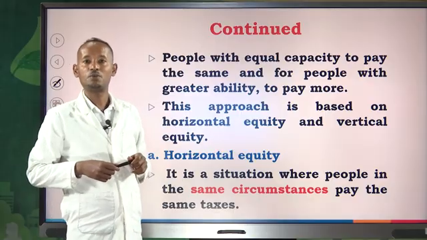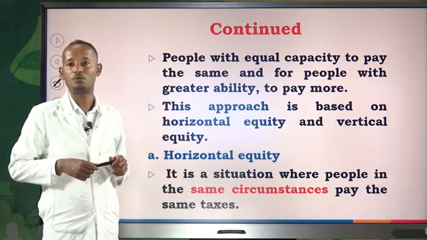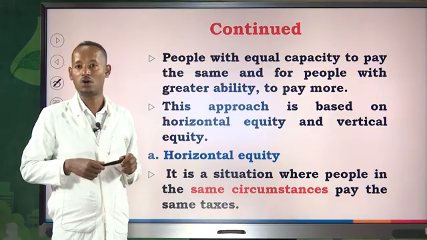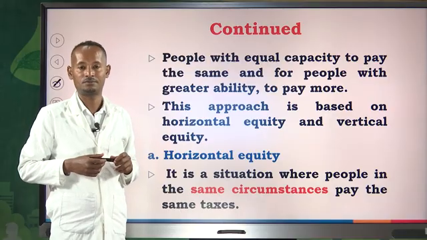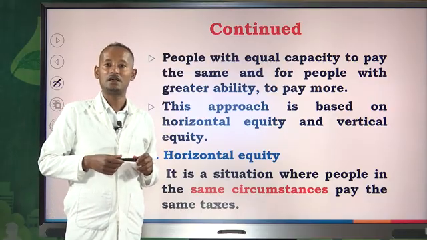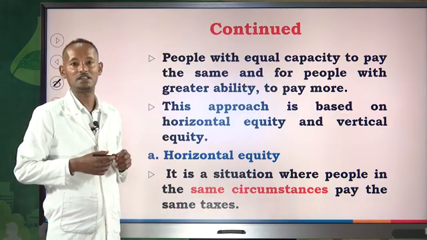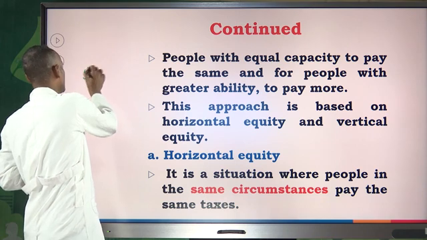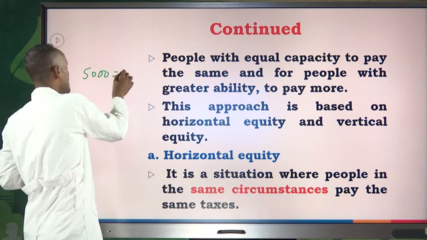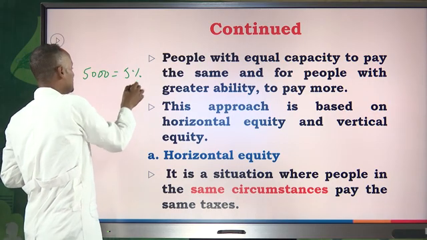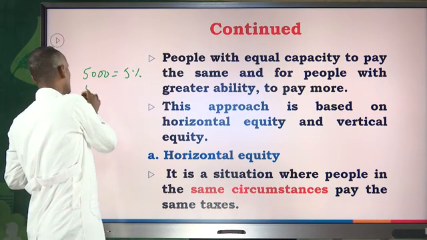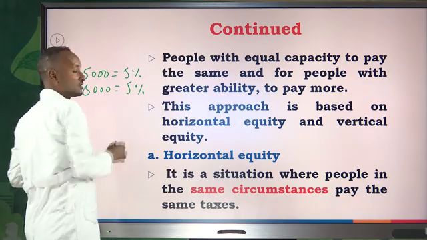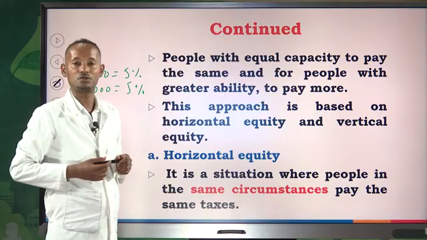According to the ability to pay approach, people with equal capacity pay the same, and people with greater ability pay more. This approach is based on horizontal equity and vertical equity. Horizontal equity is a situation where people in the same circumstance pay the same taxes. For example, if an individual whose monthly income is 5,000 is expected to pay 5% personal income tax, at the same time another individual whose monthly income is 5,000 is expected to pay 5% of his income, according to the horizontal equity.